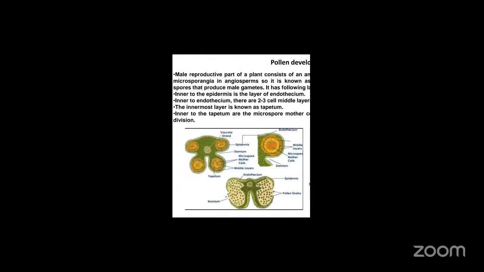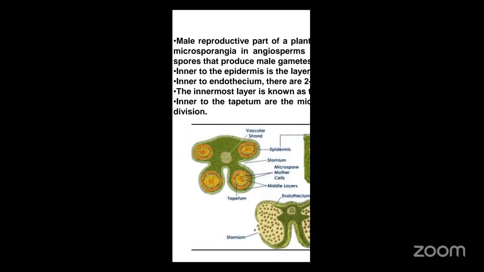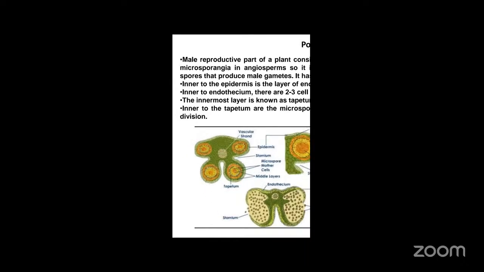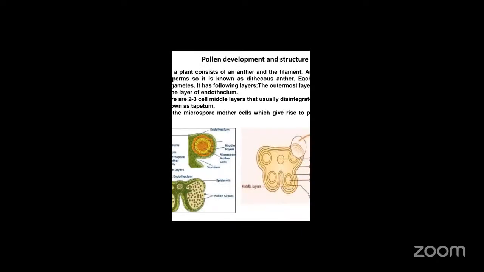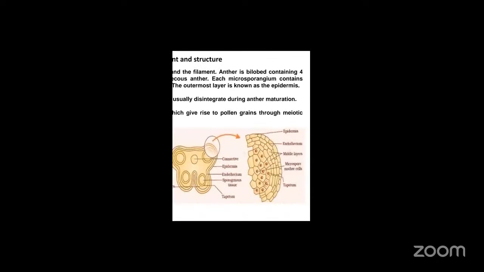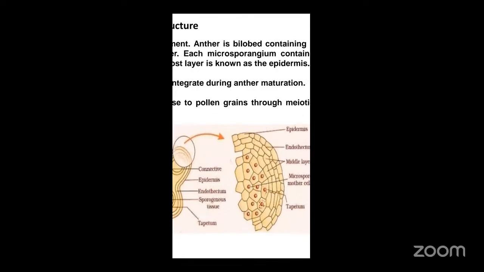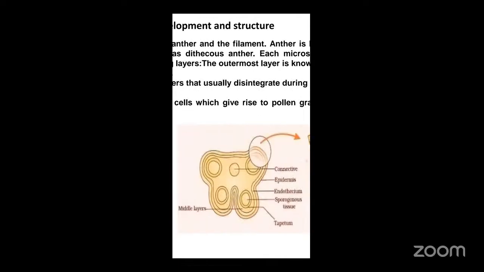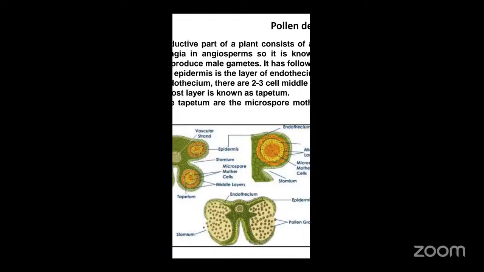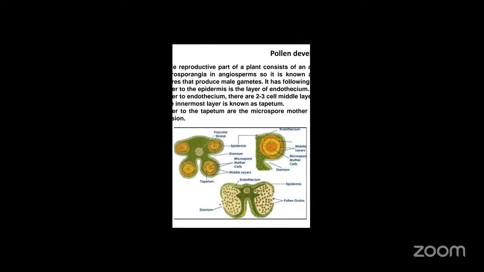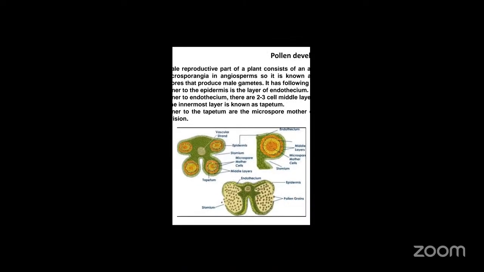So this is the first class we have to discuss: transverse section of anther. Anther lobes are there. These lobes have the epidermis, endothecium, middle layer, and tapetum walls. This is the anther, the transverse section of the anther.